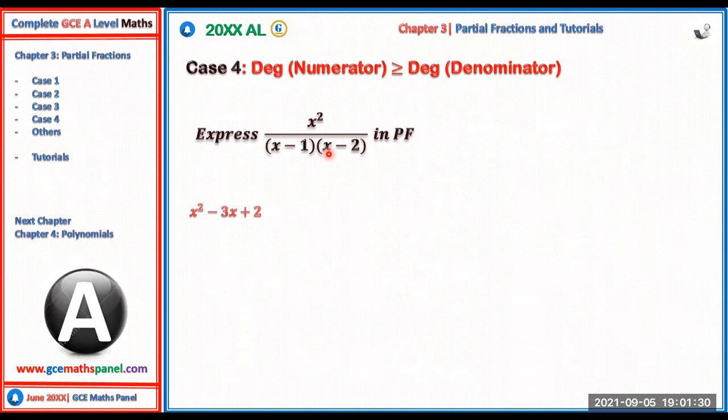So x squared divided by all of this. Now for long division, take note. The next lesson is on polynomials and long division. You will understand this there better. And we're also looking at factor and remainder theorems and identities.